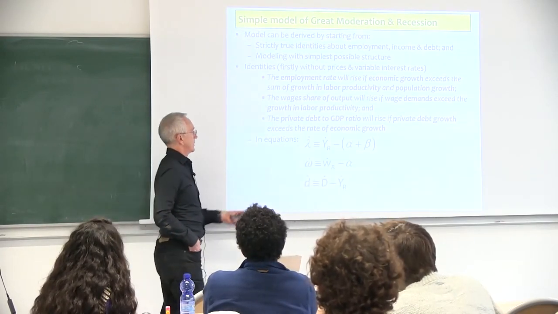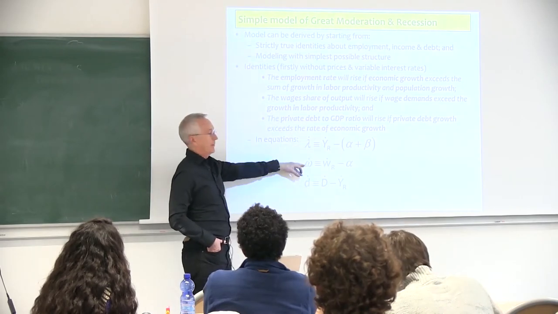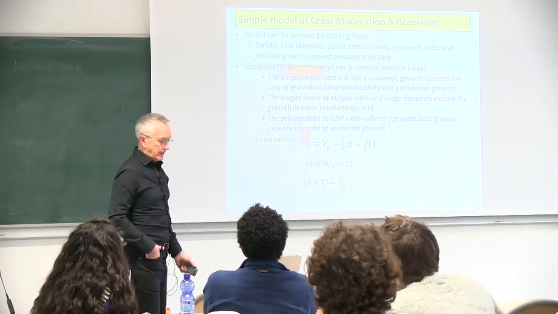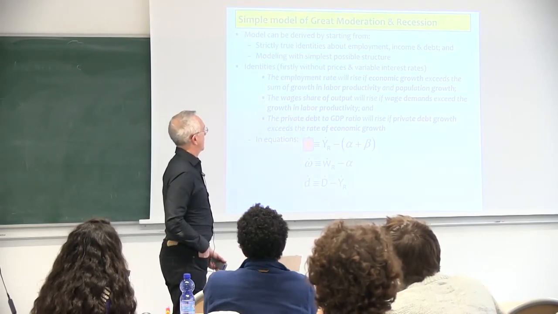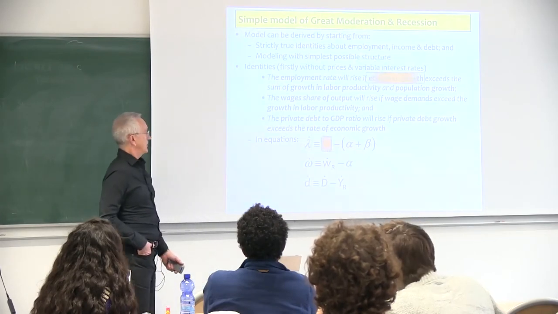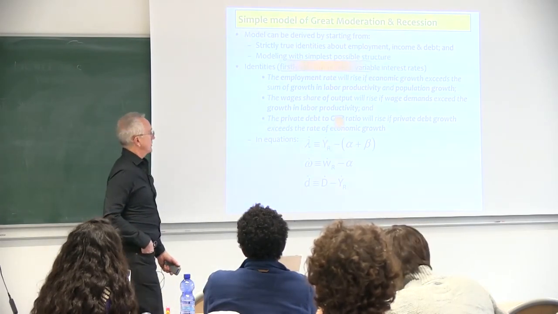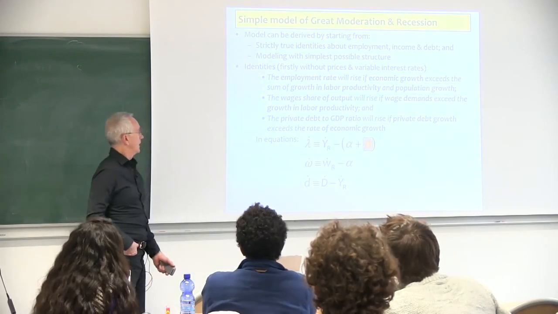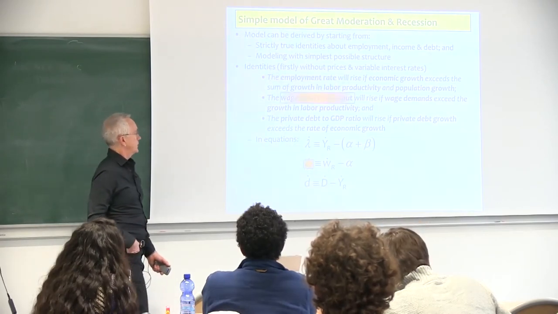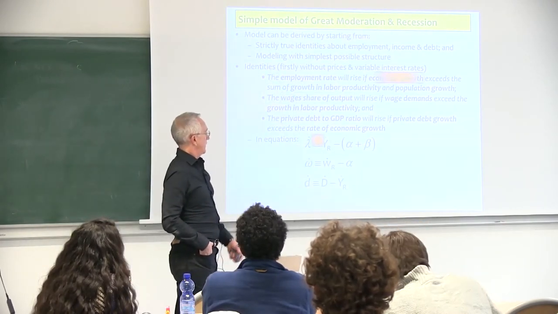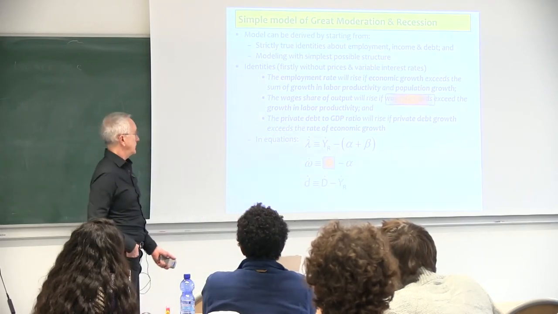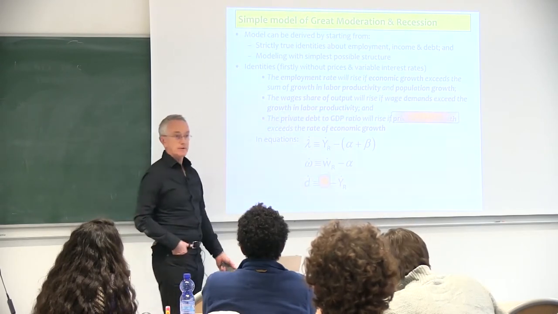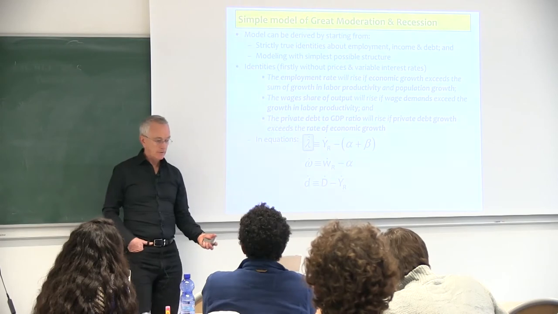This is putting it as equations. So lambda is my term for the employment rate, omega the wages share of output, and little d the debt ratio. And that one there, that's the employment rate. That's the rate of economic growth in real terms. There's labor productivity and population growth. And then down here, there's the wages share of output. Those are wage demands; in the initial model, I'll show you, they are real wage demands. And then finally, the debt ratio, and that's the rate of growth of private debt. So all that stuff goes together to form the models.